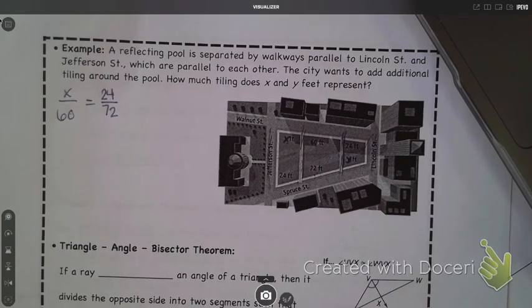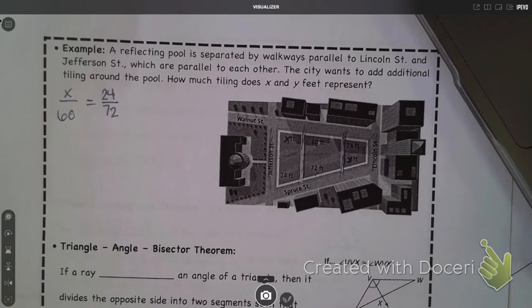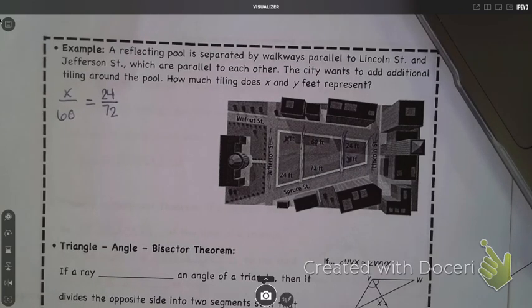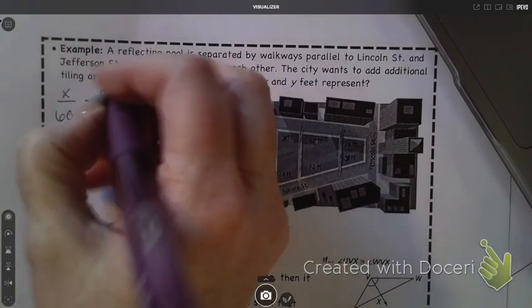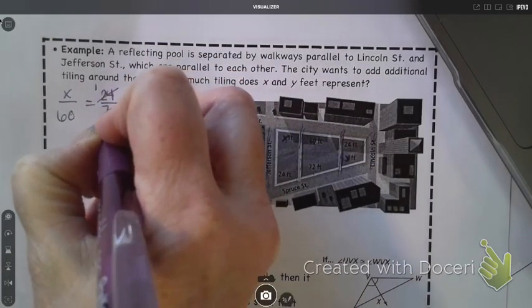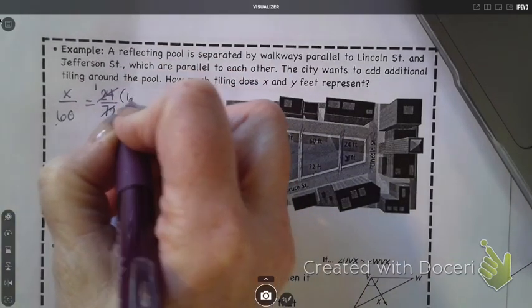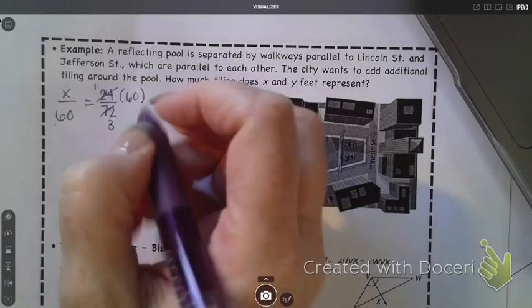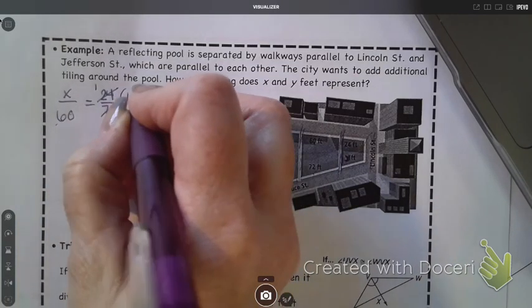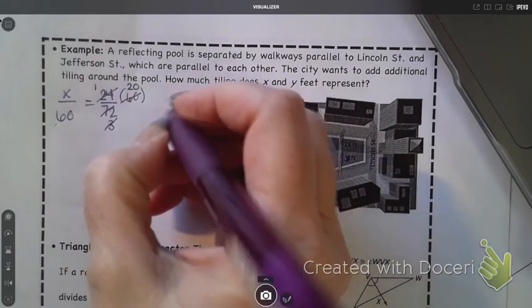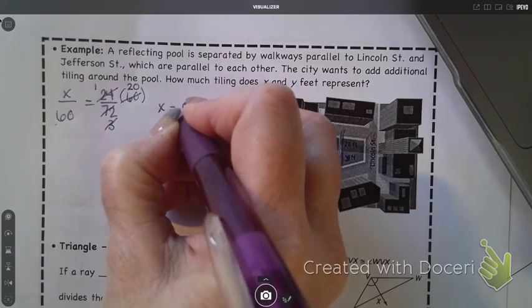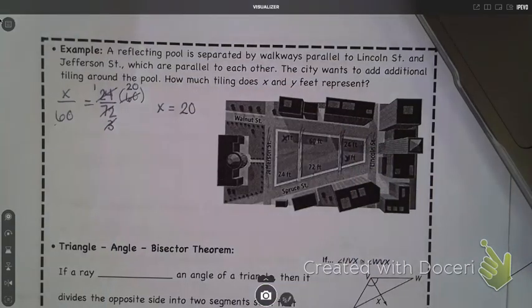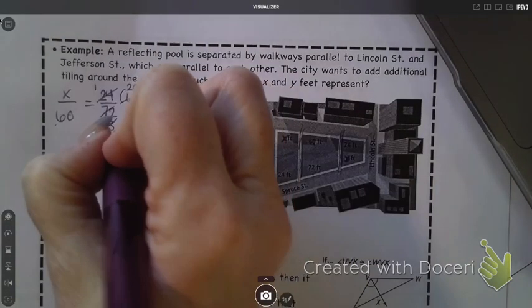What goes into both? 24? 8. We want 24 if it does, right? 24 times what? 3? Yep, it would be 72. I was going to go with 12 because I know 12 goes into both. But if you see 24, that's even better, isn't it? Then multiply over by 60. Does 3 go into 60? How many times? 20. So X equals 20. Doesn't it? Because everything else was 1.